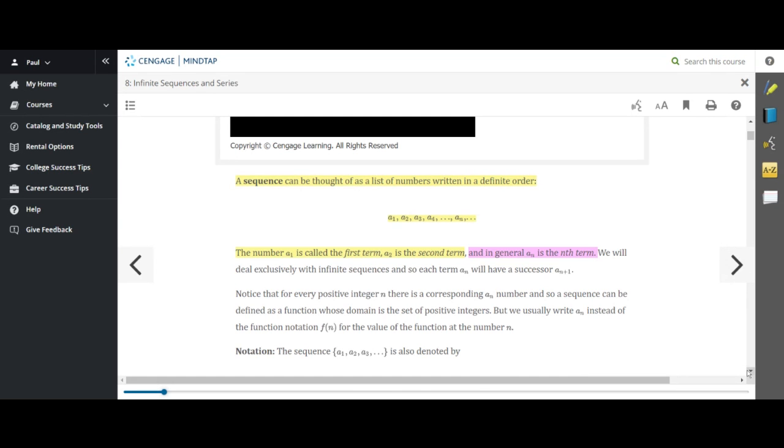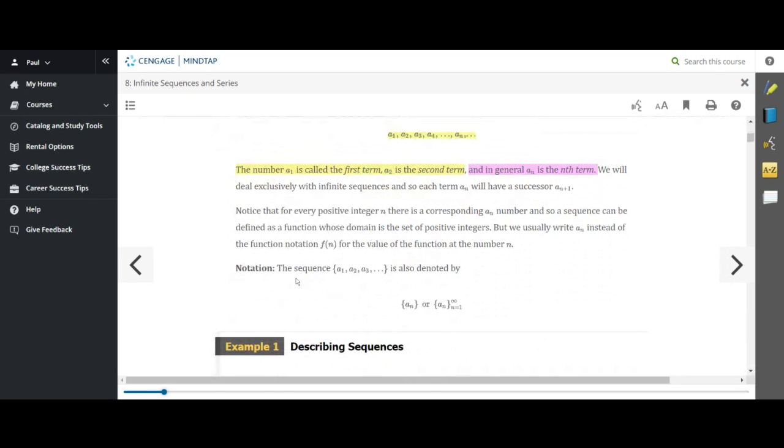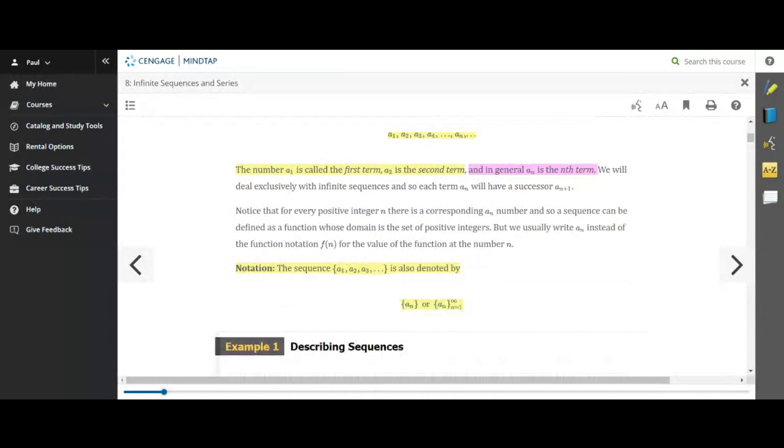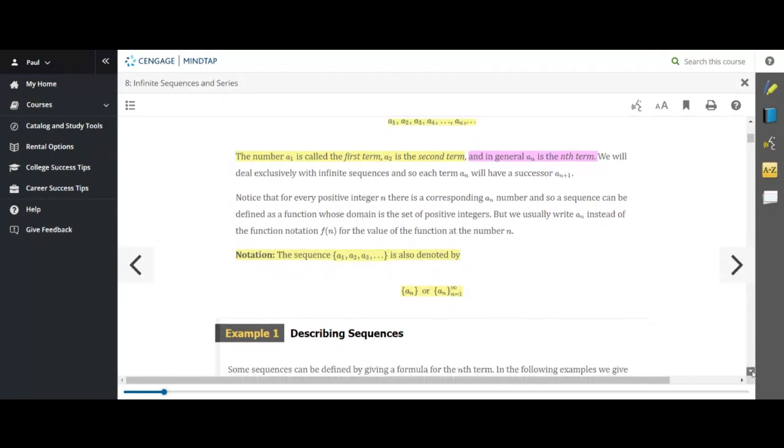I don't want to get too technical here, but this is notation for a sequence. This is a standard notation. The sequence of numbers is put in brackets, and you can denote that sequence as you see there. So let me show you some examples of sequences.